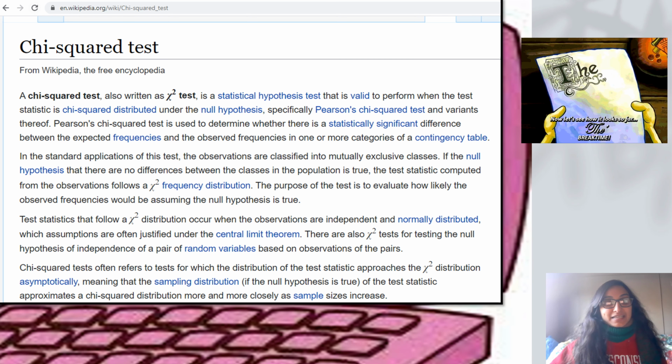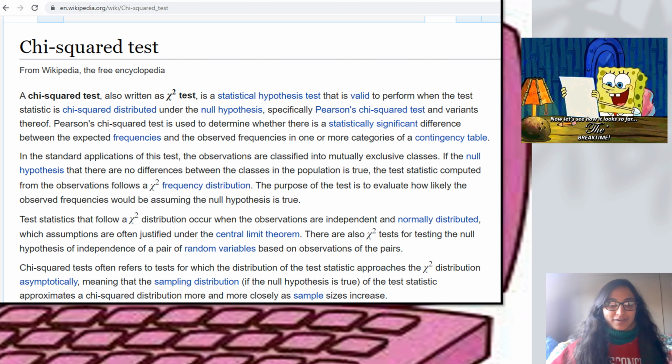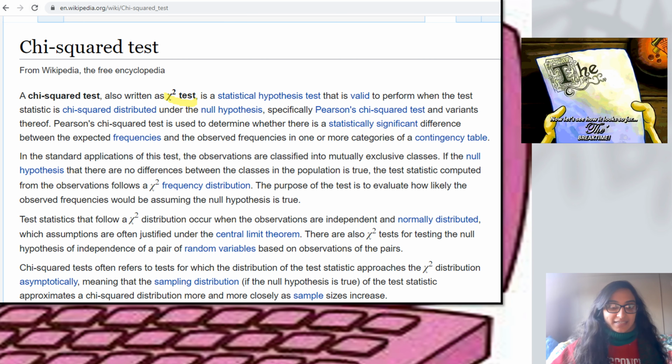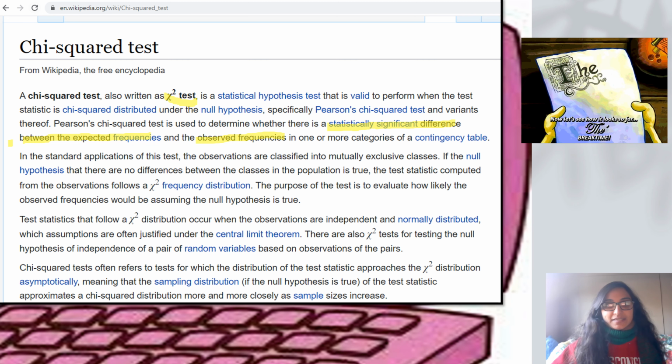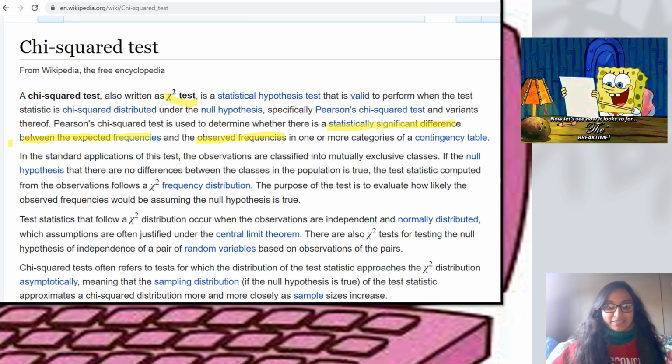So basically, guys, a chi-square test, according to Wikipedia, is also written as a chi-square test. It's a statistical hypothesis test that's valid to perform when the test statistic is a chi-square distribution under the null, and it's trying to determine if there's a statistically significant difference between the expected values and the observed values, like the frequencies, in one or more categories of a contingency table.